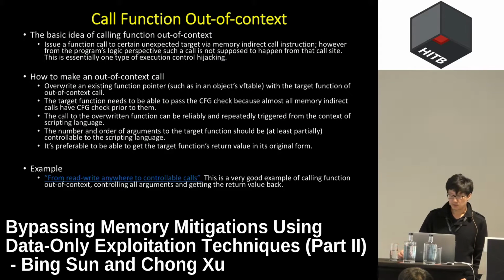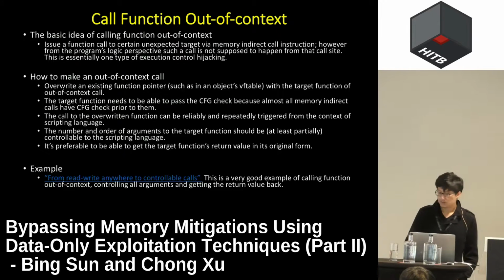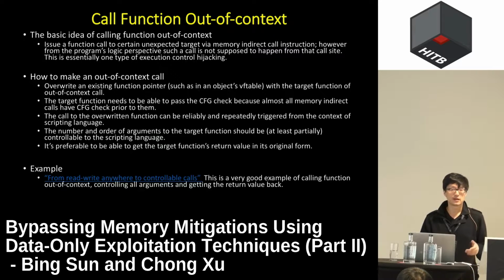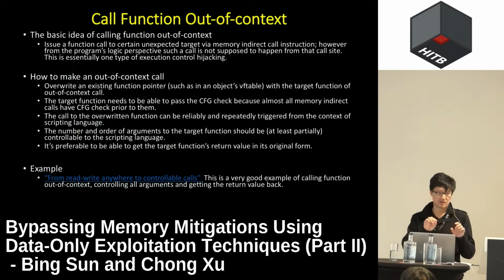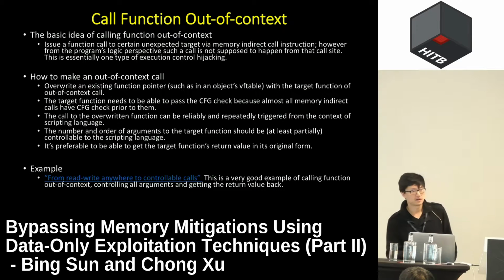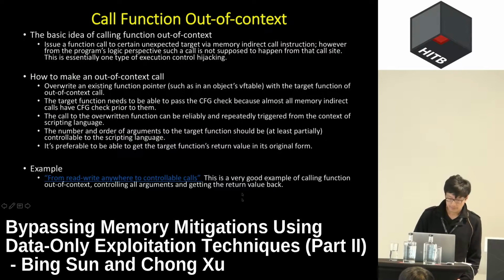Here is a good example of calling a function out of context, which is able to control all the arguments and get the return value back. Actually, I leveraged some of his work when creating my own demo code on a 64-bit platform, especially the framework that is used to achieve the AAR and AAW on 64-bit.